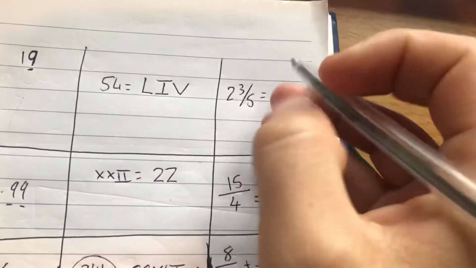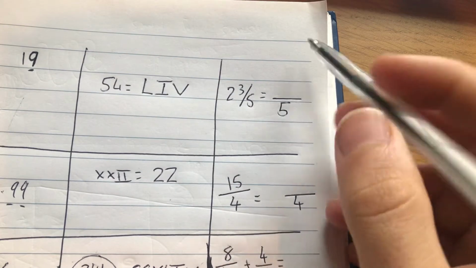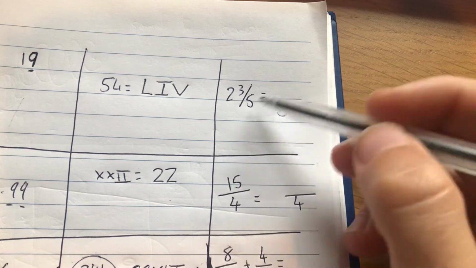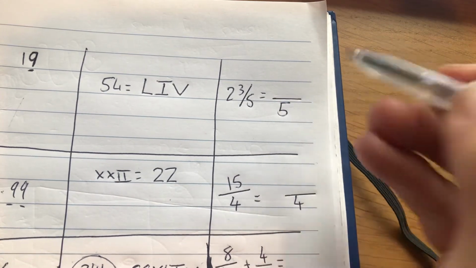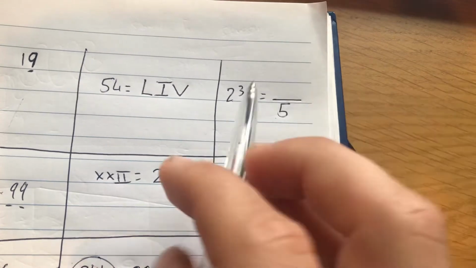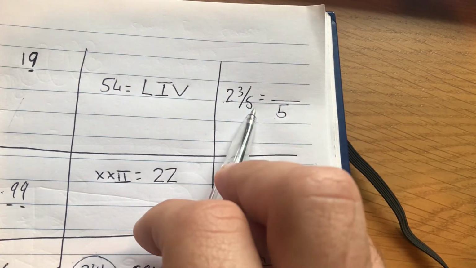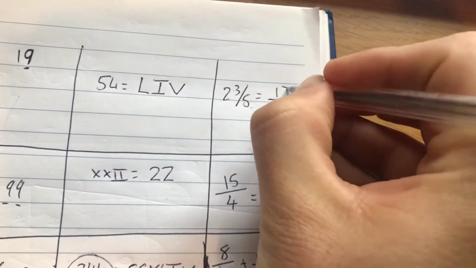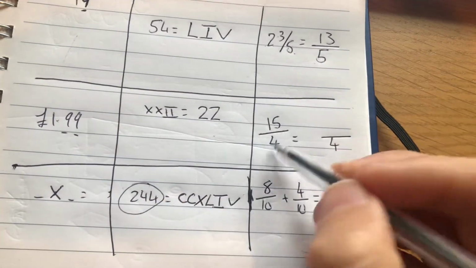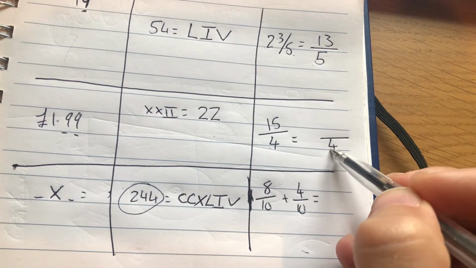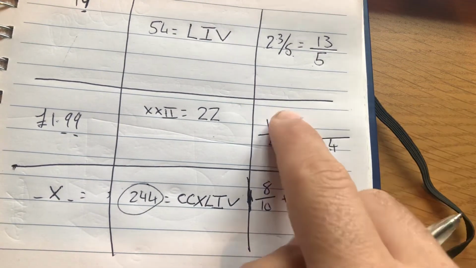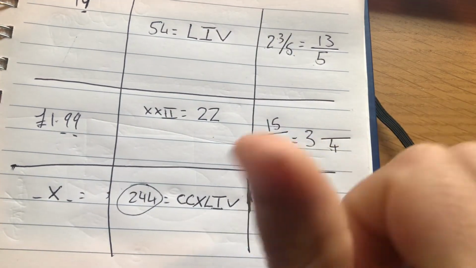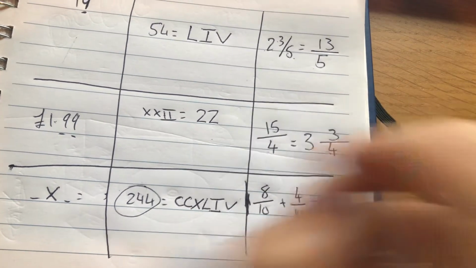Now, we should be nailing these as well, because we've done quite a lot of fractions during lockdown. The people in the hub seemed really confident with this, which was really good to see. So, 2 3/5 is how many fifths? Well, 2 times 5 is 10, so 10 fifths is your 2 wholes. Add 3 extras: 13 fifths. What's 15 quarters as a mixed fraction? How many 4s go in 15? 4, 8, 12. That's 3, with 3 left over: 3 3/4.